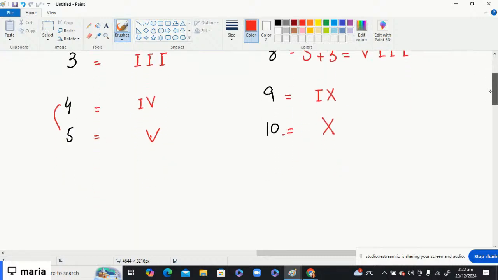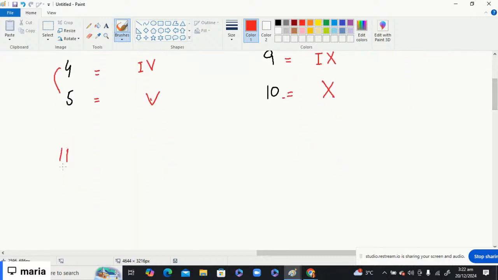Now let's move to the 11. For example, if I'm going to write down 11, 11 is your 10 plus 1. What is your 10? That is X. What is your 1? That is I. Now when we write down the 12, it's 10 plus 2. What is 10? That is X. 2 is 2 I's involved here.